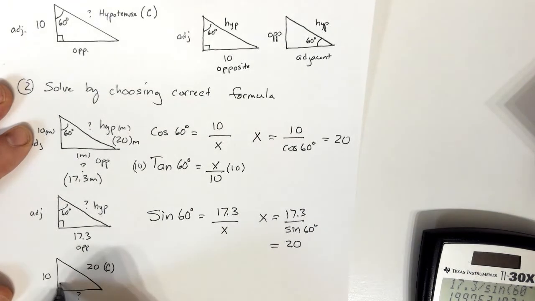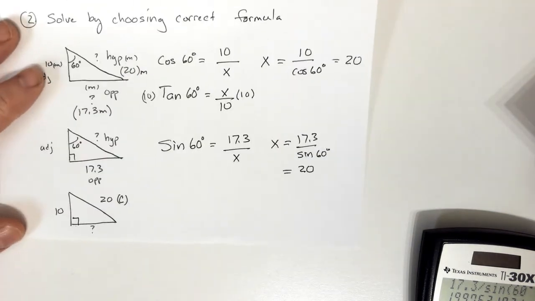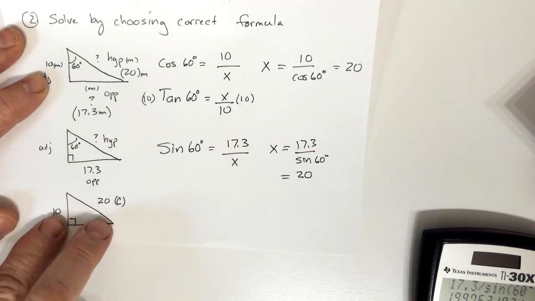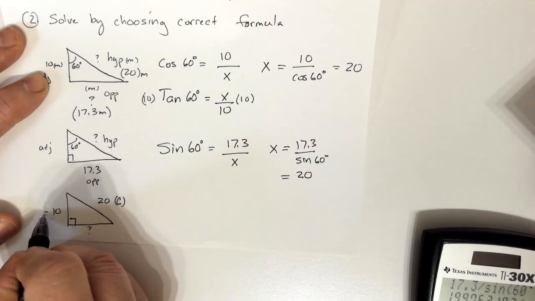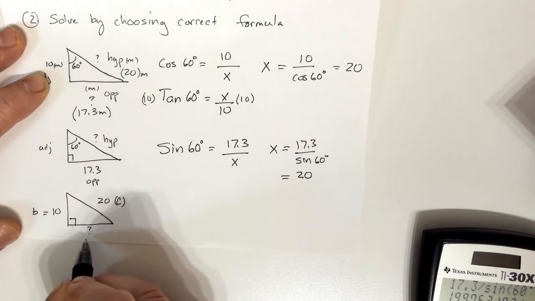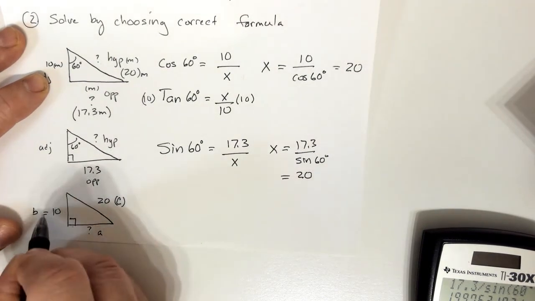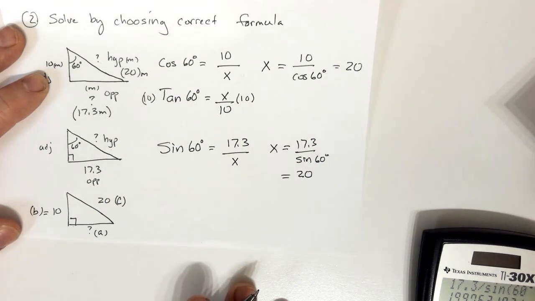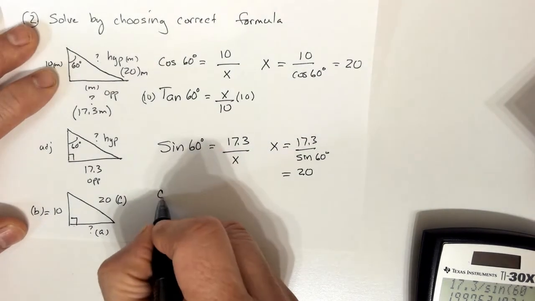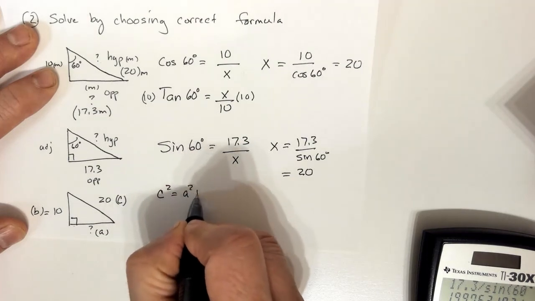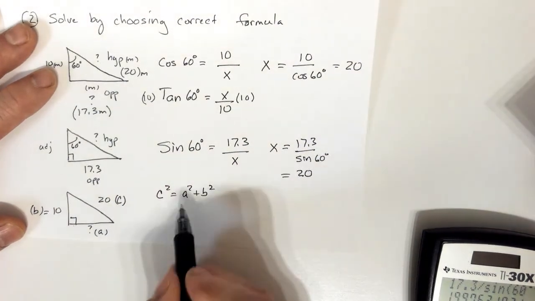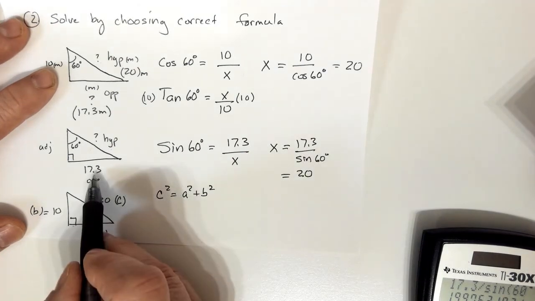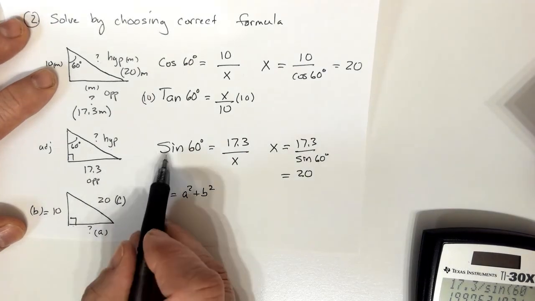which is always across from the 90. That's the only restriction. But A and B can be either one of these. It doesn't matter which one you label as A and B. So I'm going to call this one B and this one A, just for naming sake. I'm going to use the Pythagorean theorem, which says c squared equals a squared plus b squared. I want to solve for A. I'm hoping to get 17.3 if I'm correct.